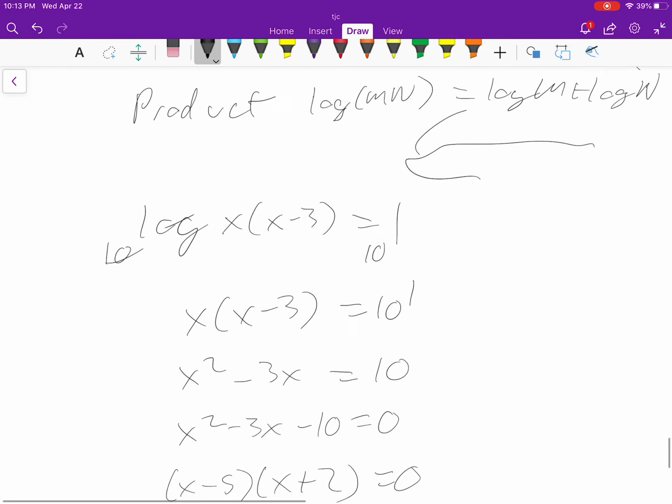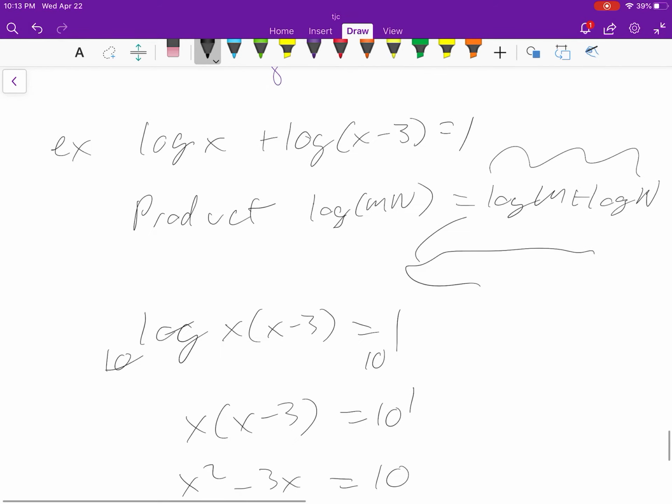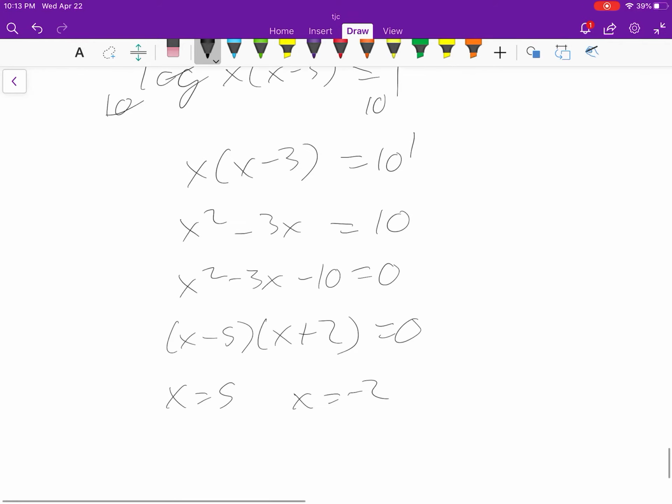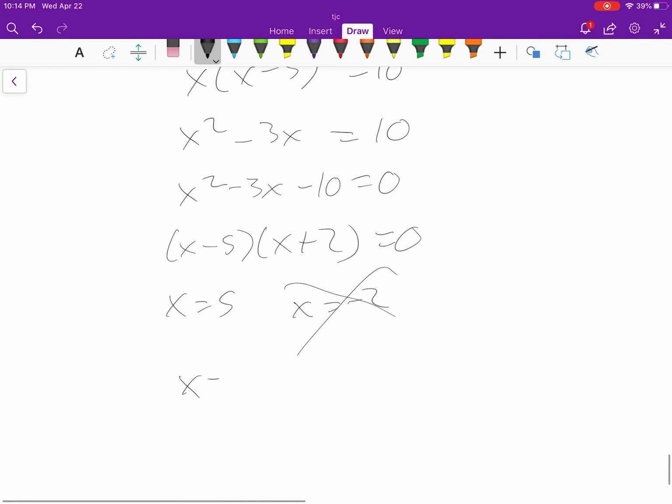In the original one, did either 5 or negative 2 make either of the logs negative? And the thing is negative 2 will make both these logs negative, both here and here. So we can throw out negative 2. So negative 2 fails. It's outside the domain here. So this one's gone. And we have x equals 5 as our solution. Now the negative 2 didn't necessarily have to fail. It could have passed. Both could have passed. Both could have failed. But in this case, we had one pass and one fail.